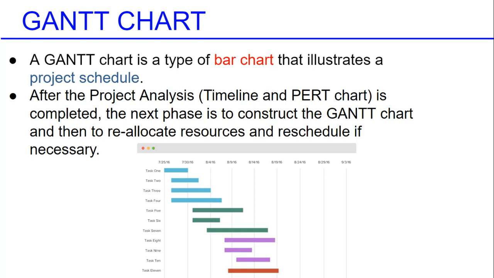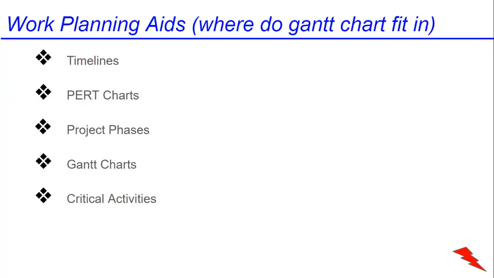After the project analysis, that's your timeline and your PERT chart, is completed, the next phase is to construct the Gantt chart and then to reallocate resources and reschedule if necessary. This really gives you that big picture of what resources are needed when, and if you have enough time, resources, and personnel to complete those tasks when you want to complete them.